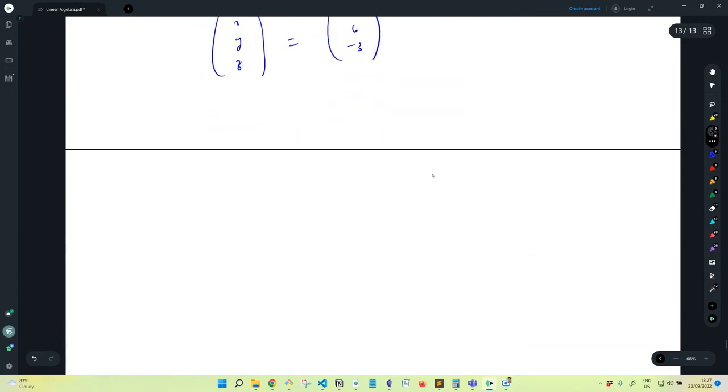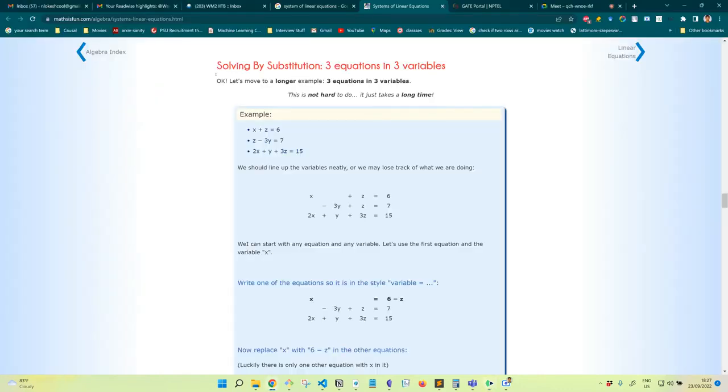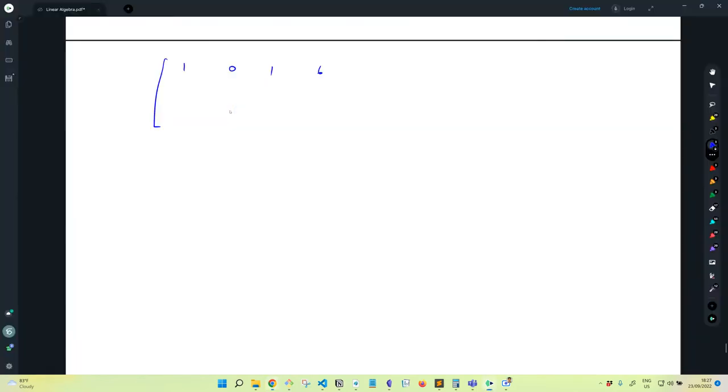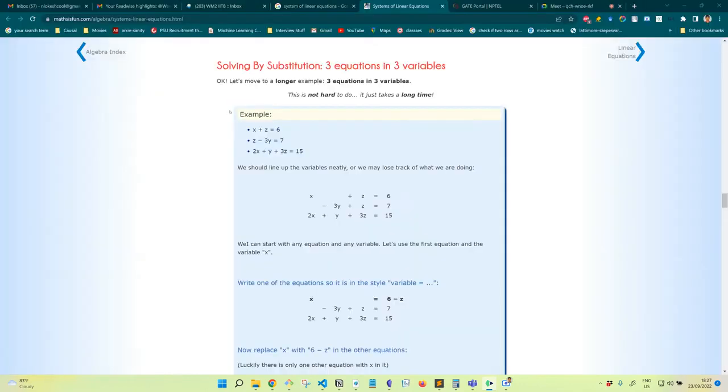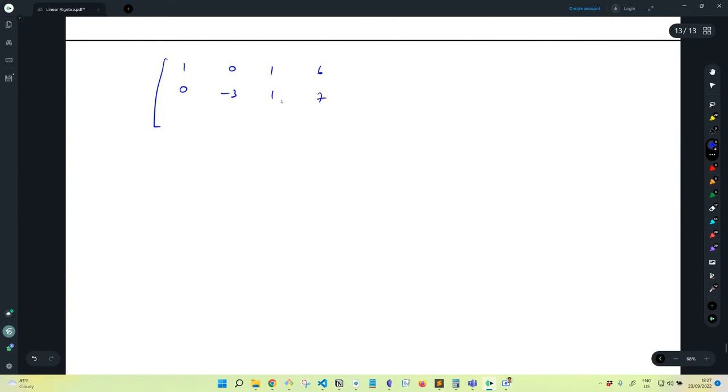So this is the question. Let me solve it again. I encourage all of you to take a paper and solve it along with me. That way, RREF will become very clear to you. You will not forget this, right? So 1, 0, 1 and B is 6. Then 2, minus 3, 0, minus 3, 1, 7, 2, 1, 3, 15.